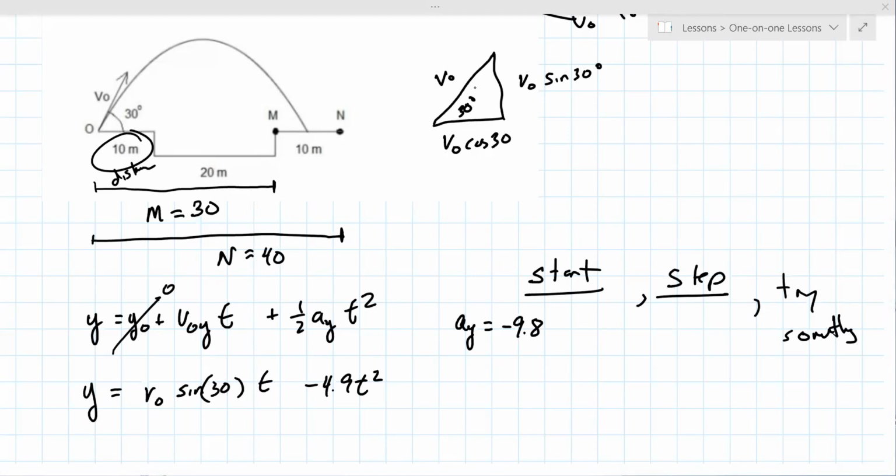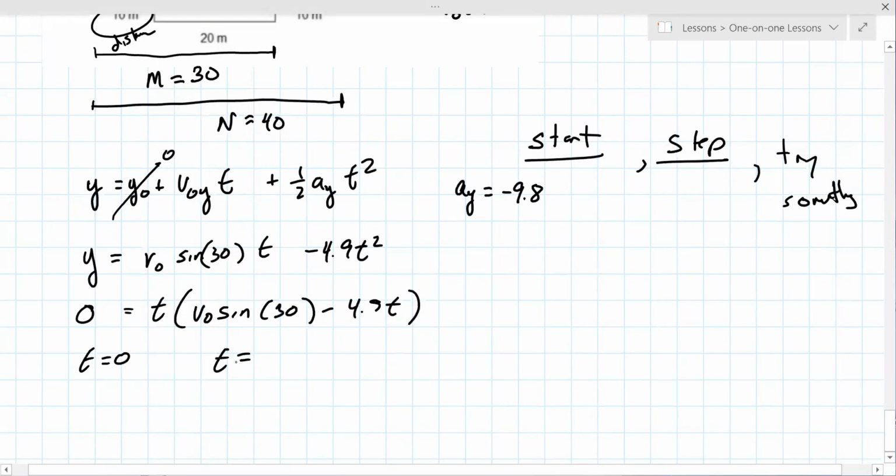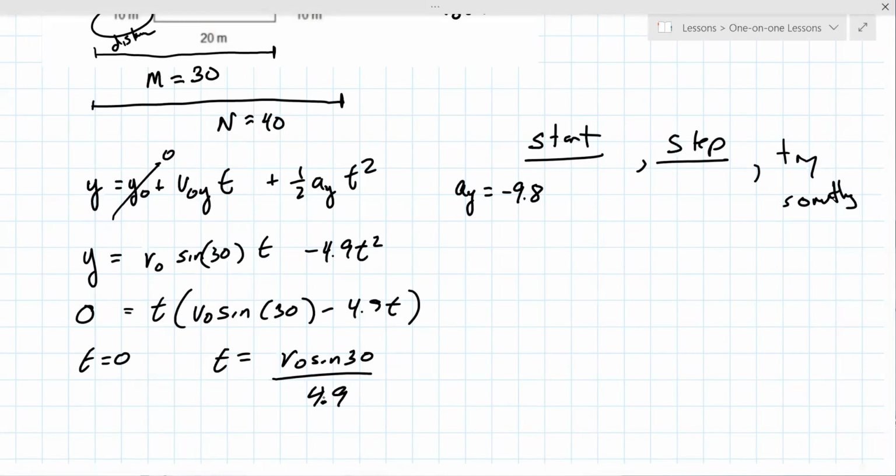What's the problem that you see here? There are two variables in there. Exactly. Normally we're given that, so that's no good. We do know the following though. y is 0 when it hits the ground. And if we factor out a t, v0 sine 30 minus 4.9 t, we know that t is 0 or t is equal to v0 sine 30 over 4.9. But that's no good either because again, we don't have v0, but it's something.